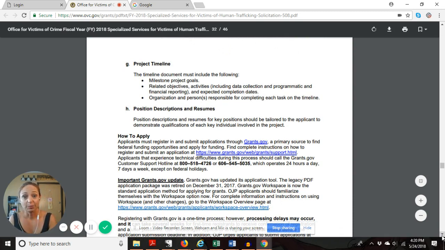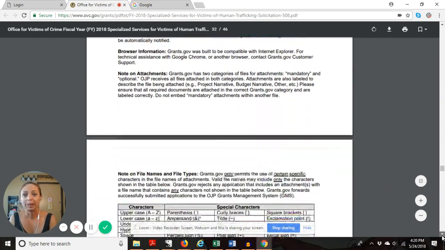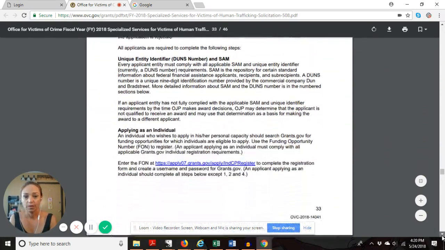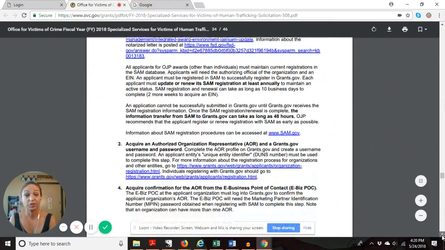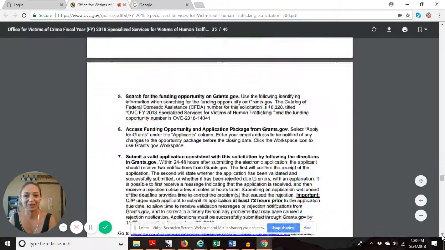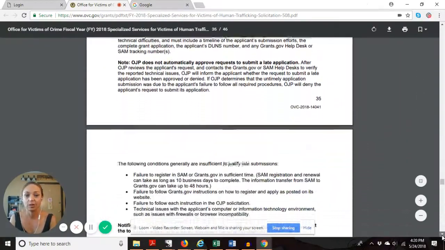They want a project timeline. They want descriptions and resumes. Once again, they're telling you how to apply. And the last thing I really want to look at here, of course, you have to have your SAM number. Make sure you're on Grants.gov, guys. Make sure you're all registered like weeks before, as soon as you see this.